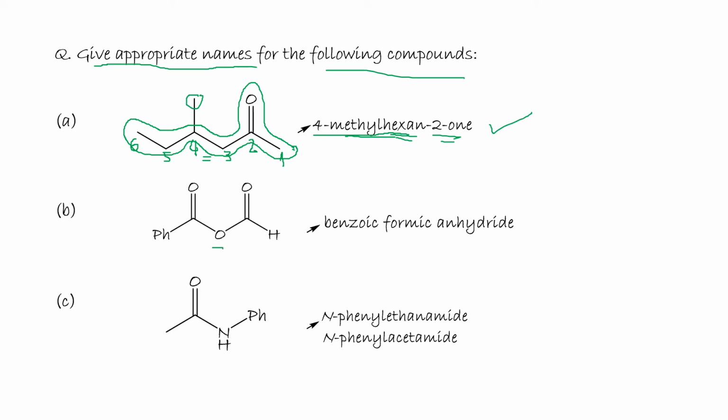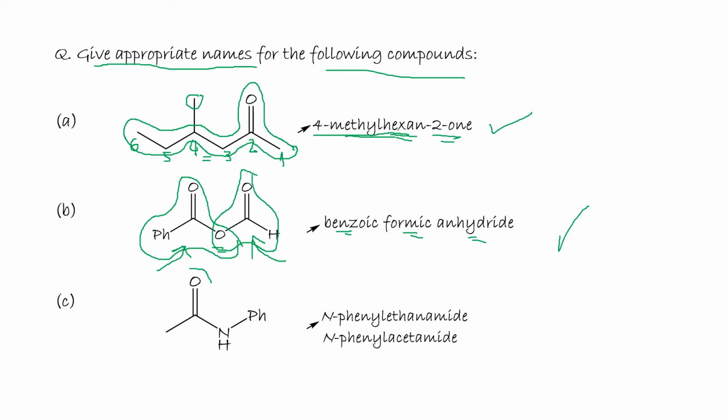Here we have an anhydride of two different acids. This is one, and this is the second one. This is benzoic, and this is formic, or methanoic. It will be benzoic formic anhydride.